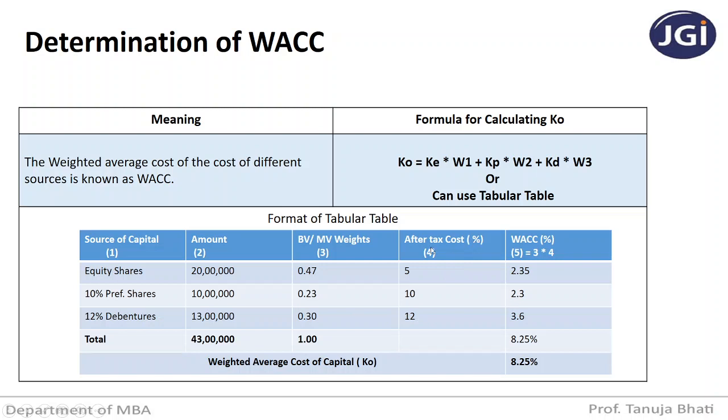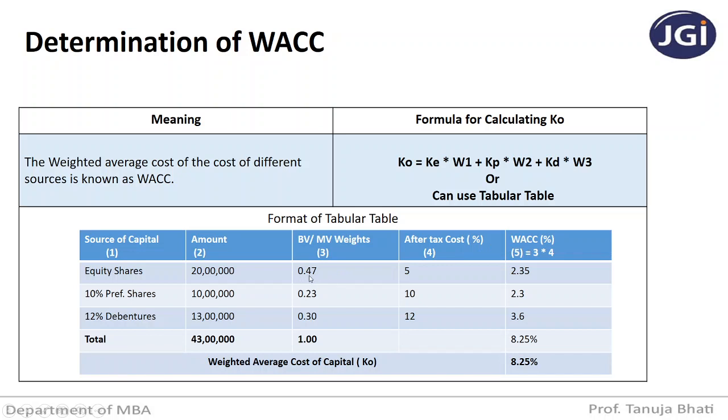Column number 4, you know it will always be depicted as a percentage. So I have directly written the percentage symbol above, and not individually here as 5%, 10% and 12%. Now, how do you calculate WACC? WACC, as you have already seen in the formula, is nothing but cost into the weight. So simply, column number 3 into column number 4 will give you the WACC.